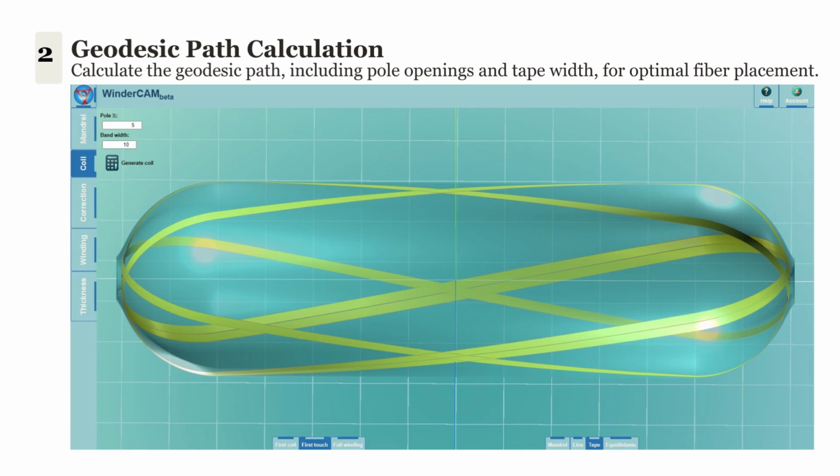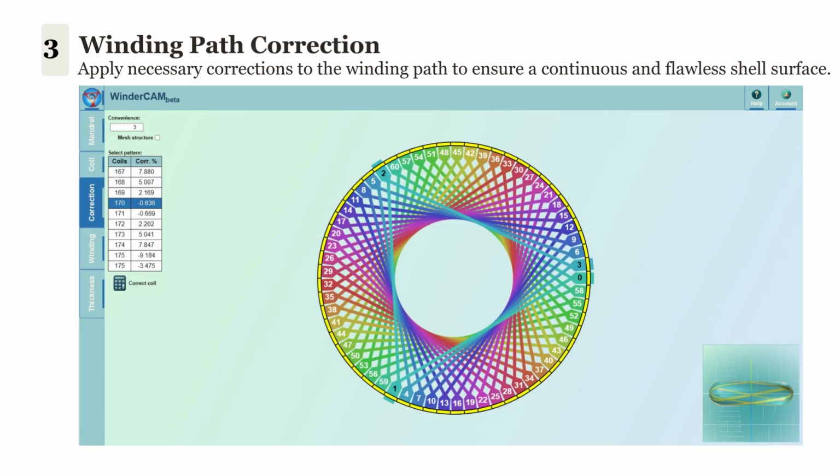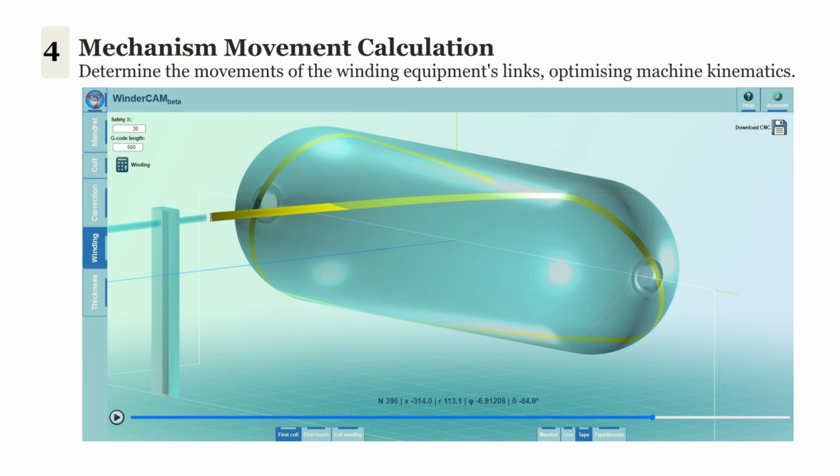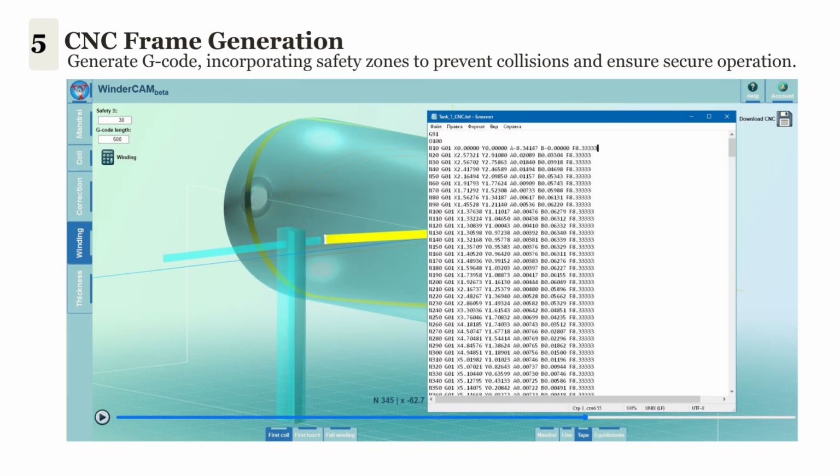But can perfect mathematics on a complex shape fail in reality? Right. So the next crucial stage is path correction for continuous coverage without gaps. Then physics comes into play. The precise movements of all machine units, carriages, spindles, are calculated. And based on these movements, the final control program, G-code, is born, already considering safety to prevent collisions.